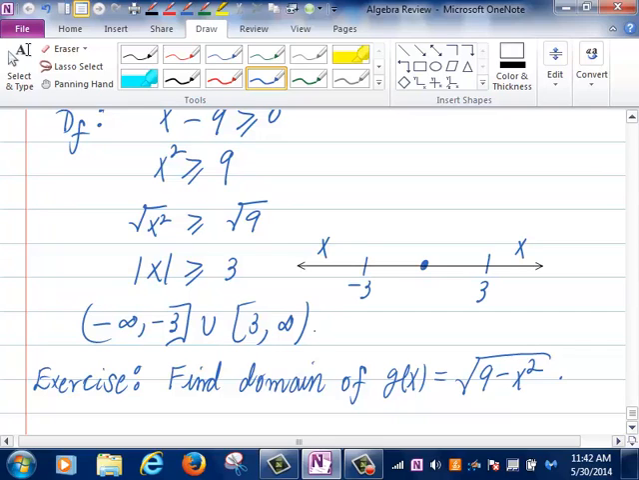For the exercise? Yeah. All real numbers except 3? No, 3 is fine. For 3 it makes sense, right? If you replace x by 3, you get 0. All real numbers. All real numbers up to 3? Yeah, up to 3. No, that's incorrect. You have to go through the steps that I did, and understand what we did here.